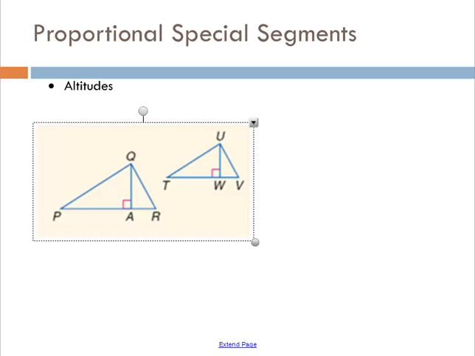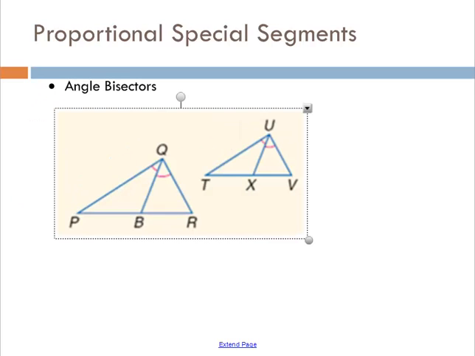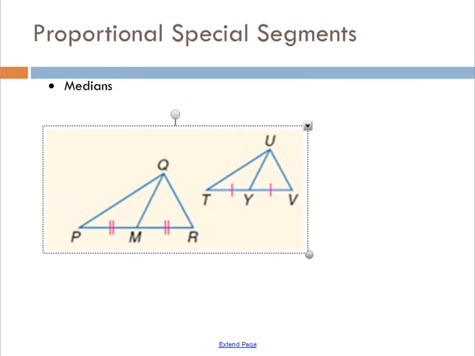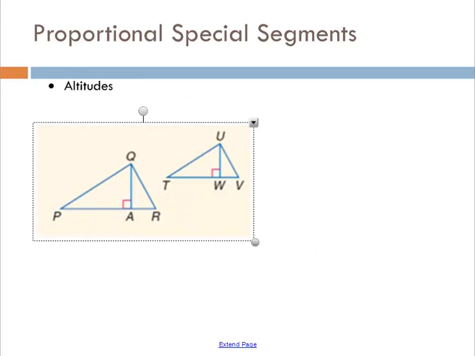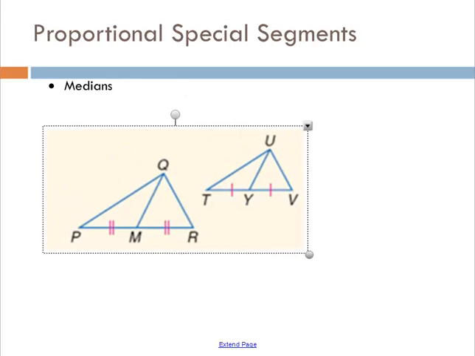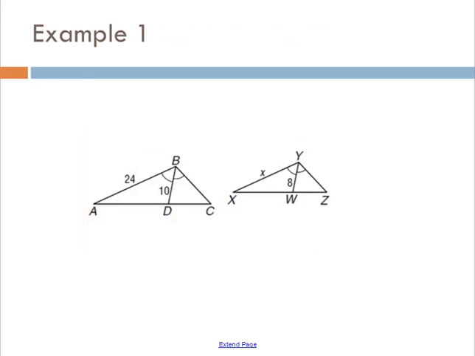So each one of these segments, altitude, median, and angle bisectors, are all proportional, because if this triangle is similar to this triangle, I also know, because of what forms from an altitude or an angle bisector or a median, that these triangles are now similar as well, like left side and left side, right side and right side, for all three of those shapes. So altitudes, angle bisectors, and medians are all line segments that can be proportional, just like the triangles that they're in. So let's look at example 1.